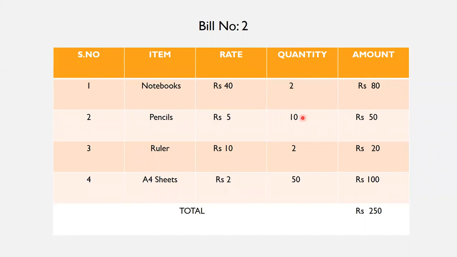Now this bill is from a stationery shop. We have bought notebooks. How many? Two. Cost of each notebook is rupees 40. So the money paid to buy two notebooks will be rupees 80. Similarly, 10 pencils have been purchased. Cost of one pencil is 5 rupees. So the cost for 10 pencils will be rupees 50.